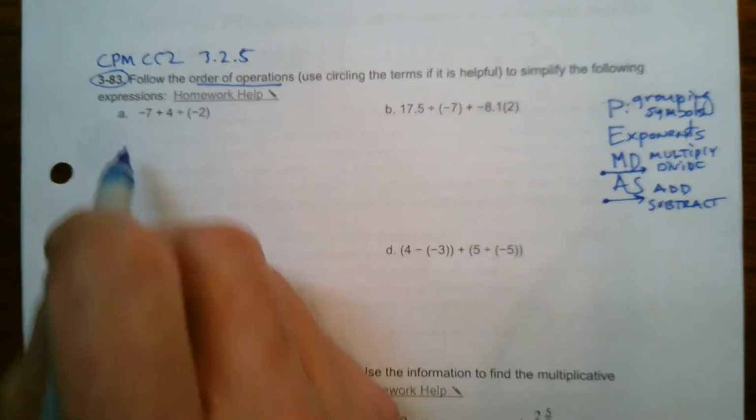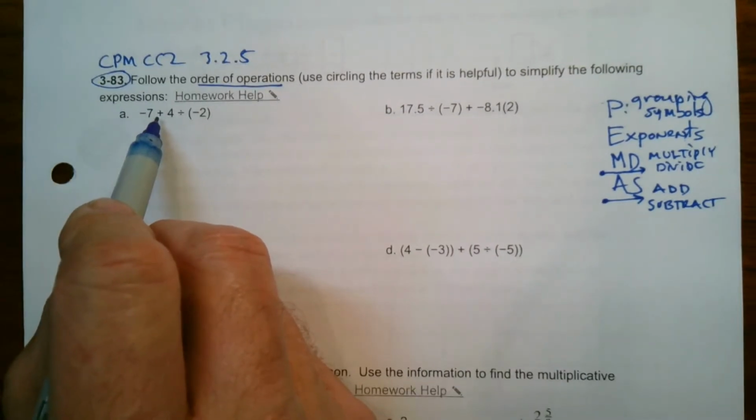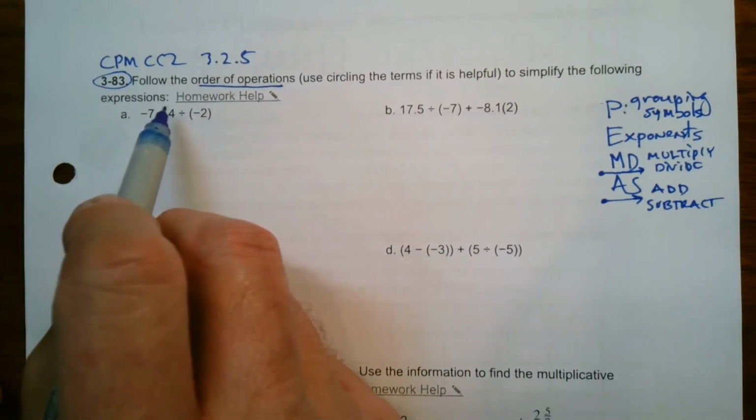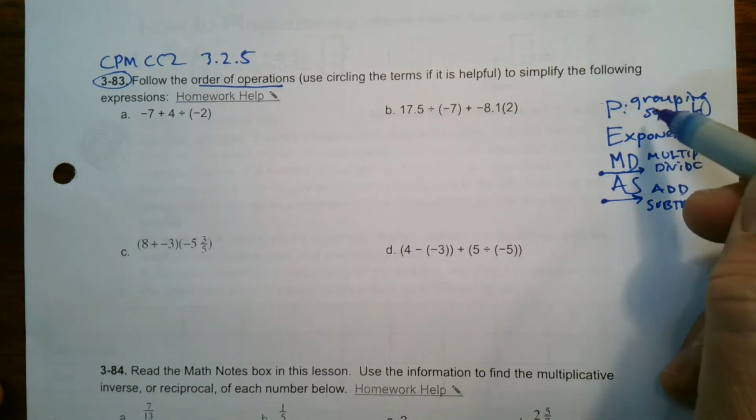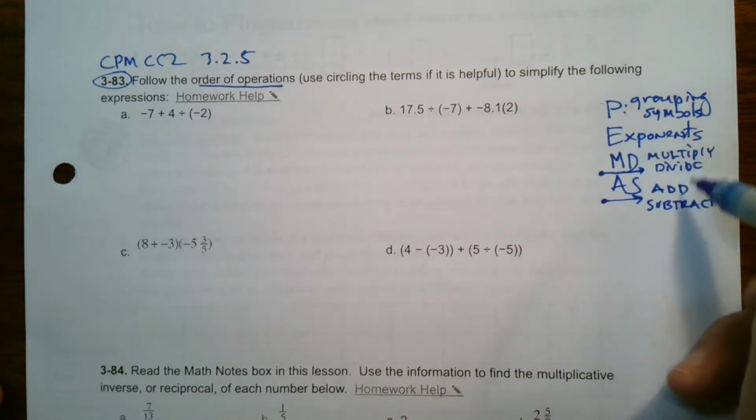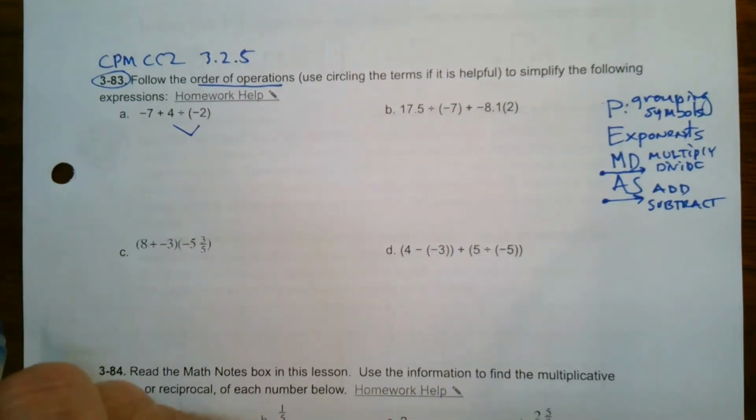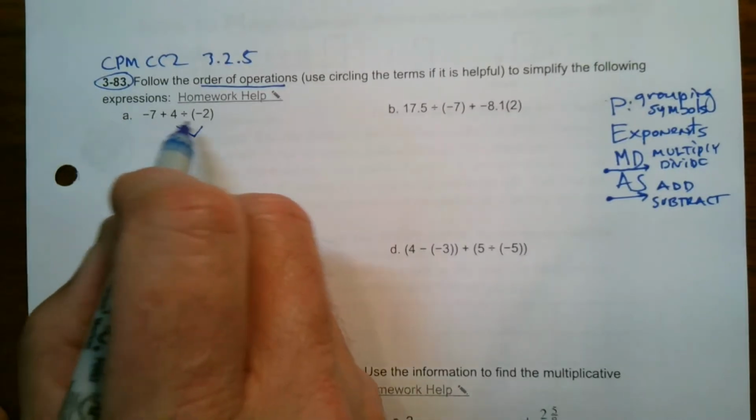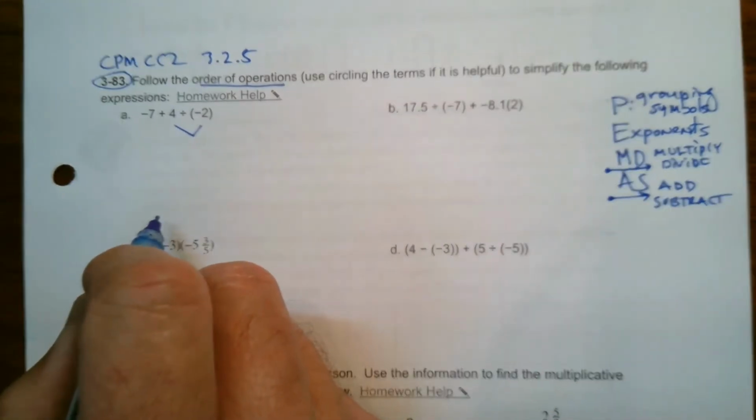So number A, I look to see what I have. I have addition and division. Division comes before addition. Working in order of operations, division happens before addition, so I've got to do this division first. A big misconception is students will want to add first, then divide. So 4 divided by -2.